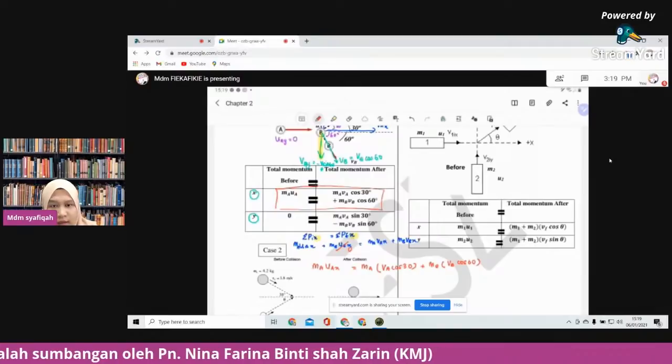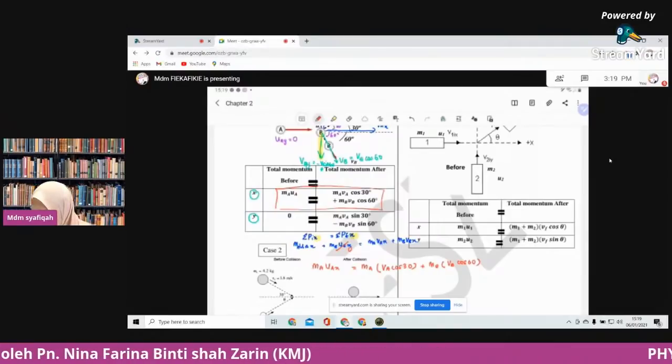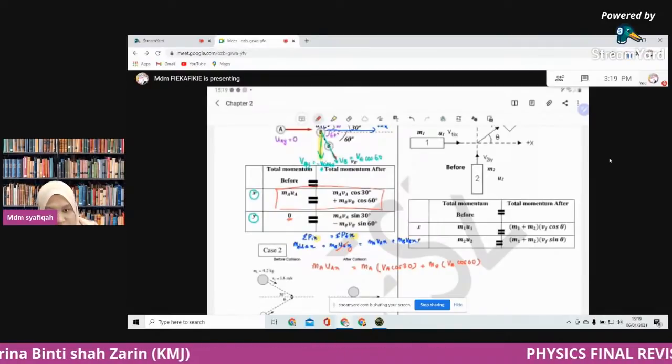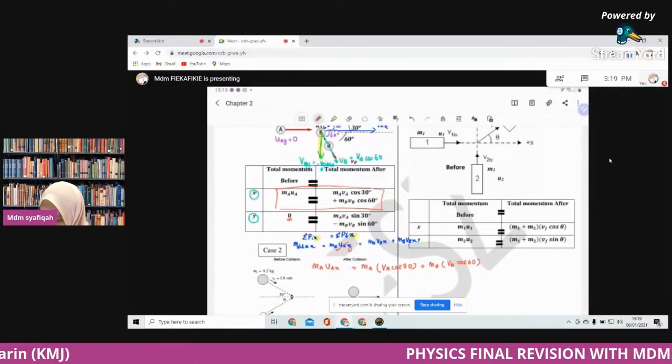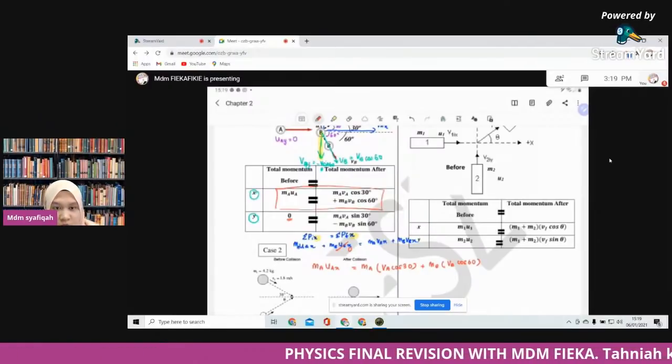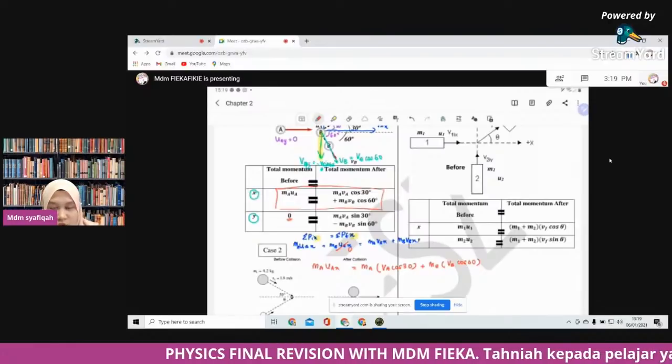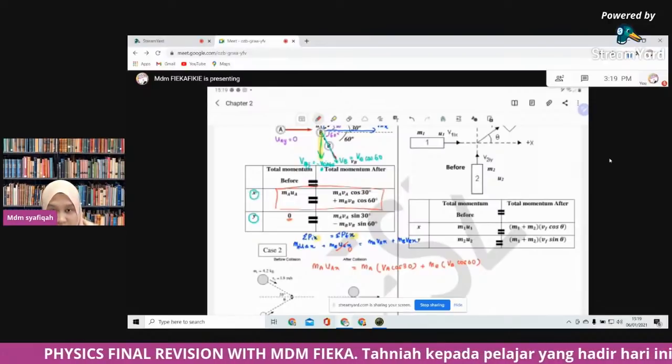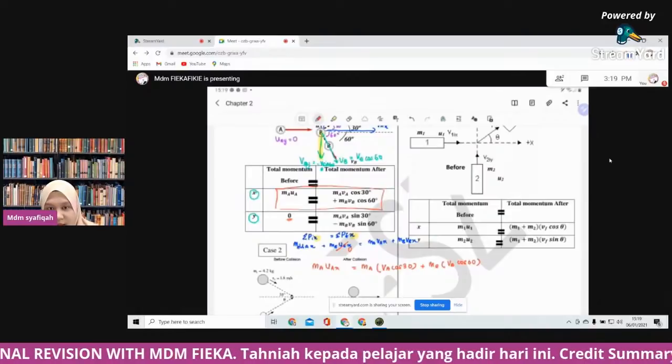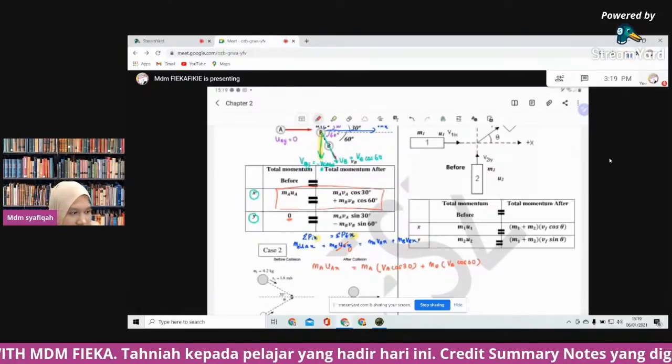Tapi untuk Y, kalau you tengok untuk Y, kat sini kosong. Kenapa kosong? Sebab A tidak bergerak in Y component. Before collision, A is not moving in Y component, and B pula at rest. It's not moving.